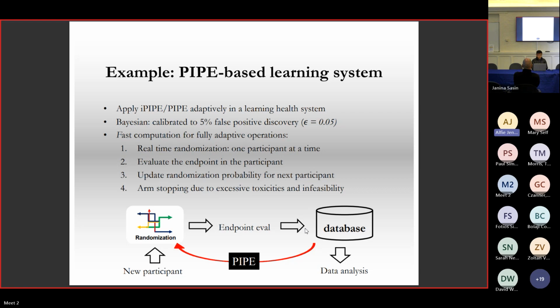And not only that it's real-time, it has to be computed very quickly because the participant will arrive at 8 in the morning, and then they need to get the randomization right away, because we don't want to randomize the participant too early and then they don't show, right? So in order for us to implement this in real time, we want an IPipe algorithm that is really, really fast. We're talking about seconds of computation.